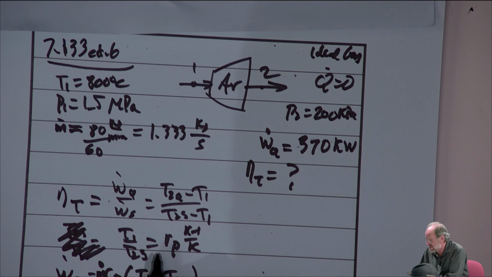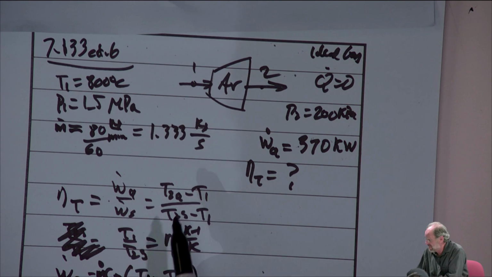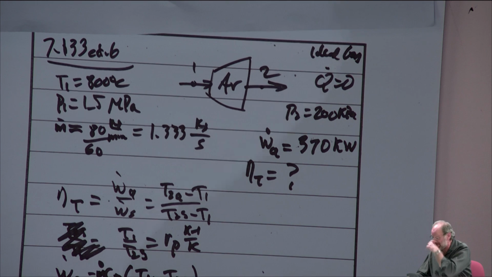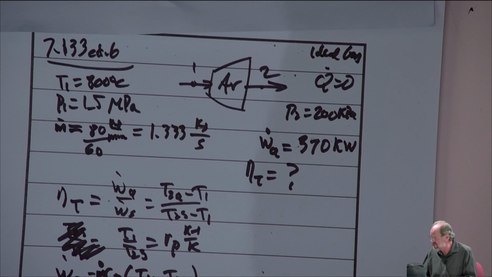We know T1 again, so we can just calculate T2S based on this equation. That means we have T1, T2A, and T2S. We can then just plug those into the equation above and get the isentropic efficiency. So it's these general equations that we're going to have to use.